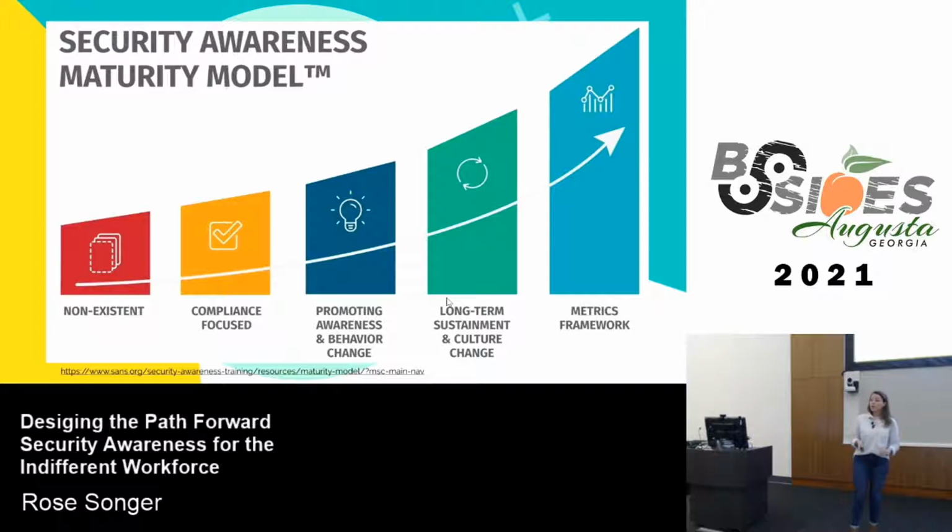So we do have the security awareness maturity model here. I did steal it from SANS, but I did give them credit. So you guys can go to that link. Now, the maturity model is in 5 levels. You have non-existent. You're not doing anything. Your users don't even have any idea what security awareness is. Don't open the emails. They don't know anything.